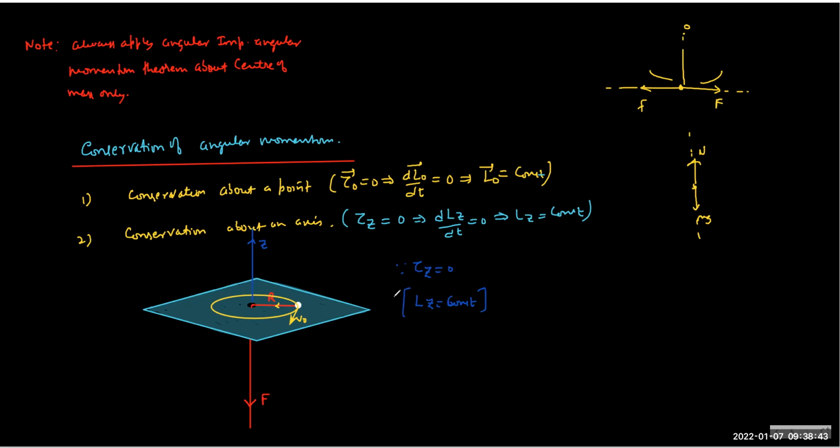So what is the initial value of angular momentum about this axis? We know how to write the angular momentum of a point mass. For a point mass, we have only orbital, right? So the angular momentum about this axis in the very beginning will be how much? It will be m.